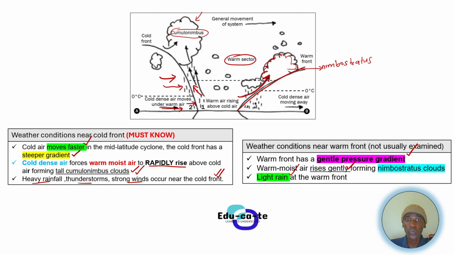It is not usually examined, the conditions near the warm front, but the ones on the cold front are usually asked. But you must know them both because you never know who's setting the exam. So now basically that's the basic structure of a mid-latitude cyclone. Let us now look at the impacts.